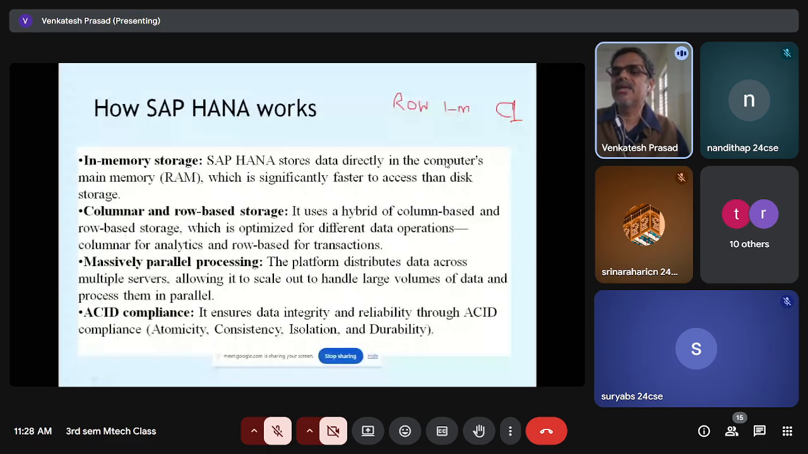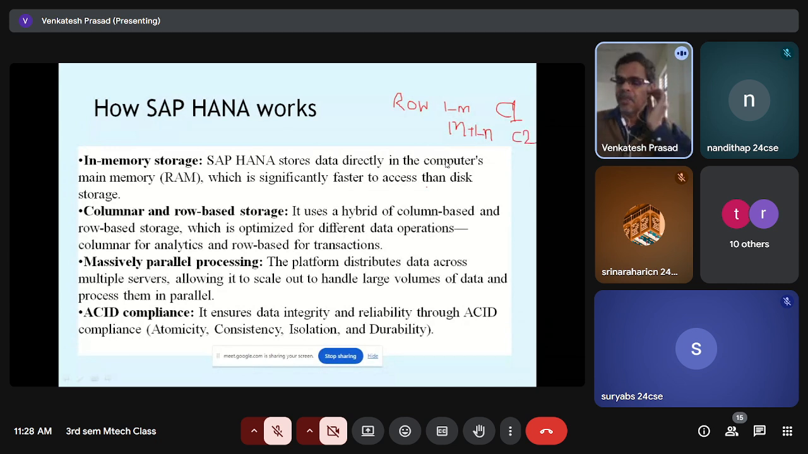It's better to say tenant because a tenant, as I said, can be a customer or a company. Then rows M plus 1 to N, for example, can be used for tenant two, customer two, like that. That's how they support multi-tenancy. They have in-memory storage. They are good with both columnar storage and row-based storage, where the data can be stored in columns.